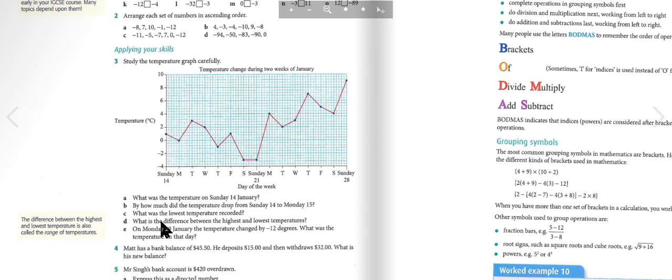What was the difference between the highest and lowest temperatures? So the highest temperature is 9 degrees, and the lowest temperature is negative 3. So the difference was 12. On Monday, 29 January, the temperature changed by negative 12 degrees. What was the temperature on that day? So 9 minus 12 equals negative 3. So the temperature on that day was negative 3. Did you get that correct?